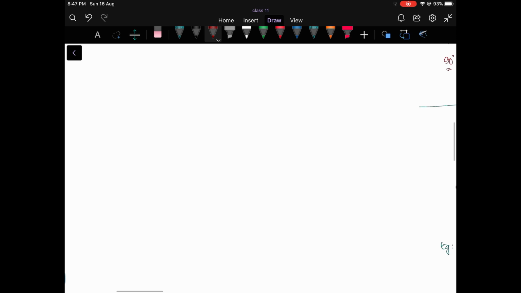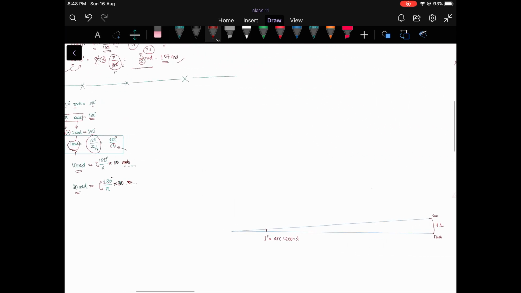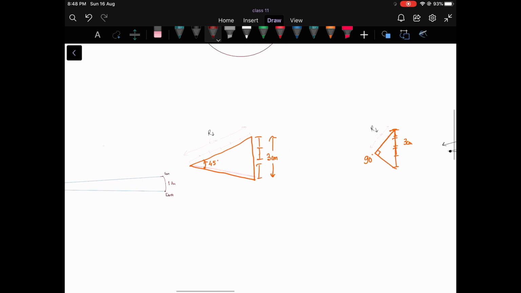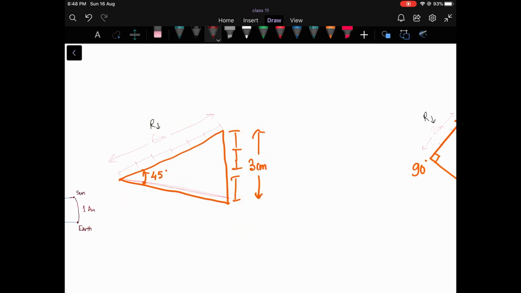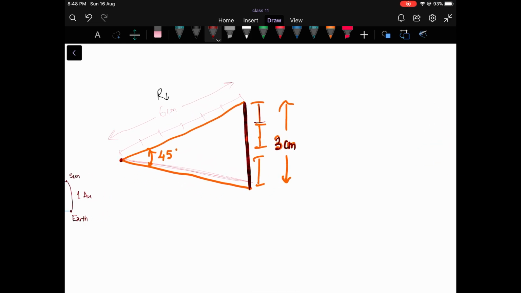Now some of you have a problem with what a parsec is. So for that, let's try to understand with this diagram, where I have taken approximately an arc that is 3 centimeters long. Now I'm taking a point O and measuring the angle made by this arc, and I'm getting around 45 degrees. Now this distance here, 6 centimeters, is the radius.